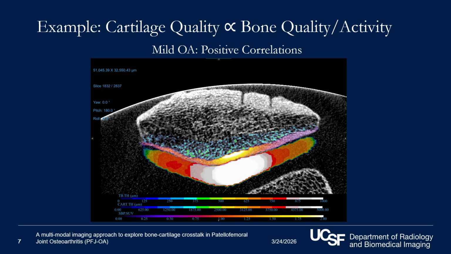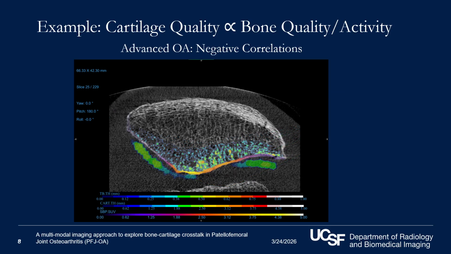This is an example from a mild OA. You can see that thicker cartilage is adjacent to thicker trabecular bone and relatively higher bone remodeling as well. On the other hand, this is an example of a knee suffering advanced OA with major cartilage loss. You can see that at the location where cartilage is completely lost, there is a thickening of the trabecular bone accompanied with an increase in bone remodeling activity, indicating subchondral bone sclerosis at the location of cartilage degradation.